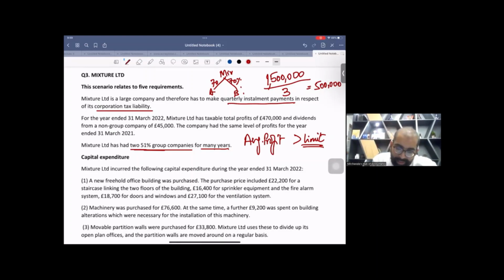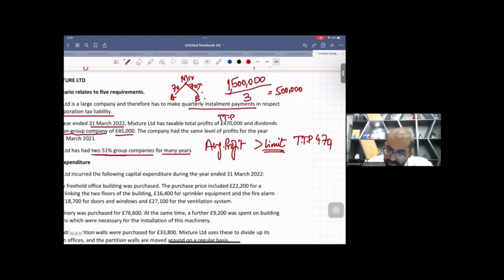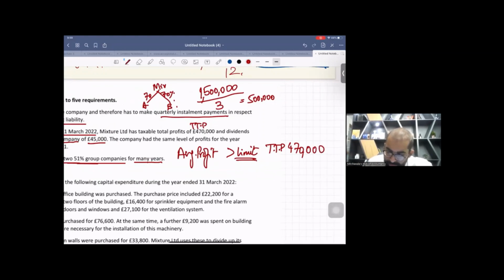Now next, for the year ended 31st March 2022, Mixture Limited has TTP of 470,000, and dividends from non-group companies, meaning less than 50% holding, of 45,000. So now, you remember how to calculate augmented profits? It's TTP, which is 470,000, plus dividends from unrelated companies, which is 45,000. Can anybody tell me the AP?